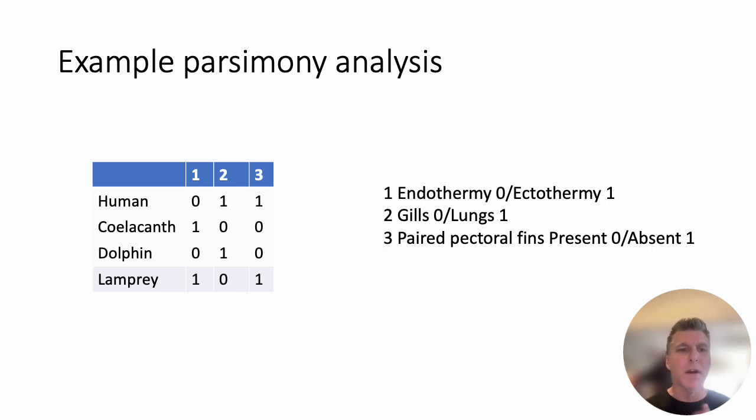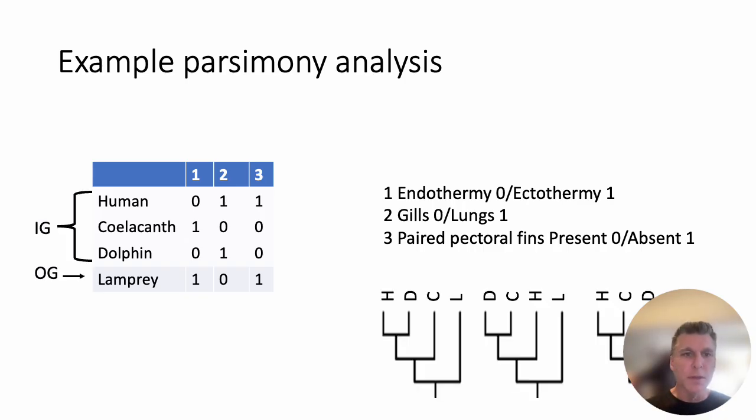All right, so here's our data matrix of 3 species we're interested in evaluating, and then an additional species we're using to root the tree. So we're interested in the relationships of humans, coelacanths, and dolphins. We call that the in-group.